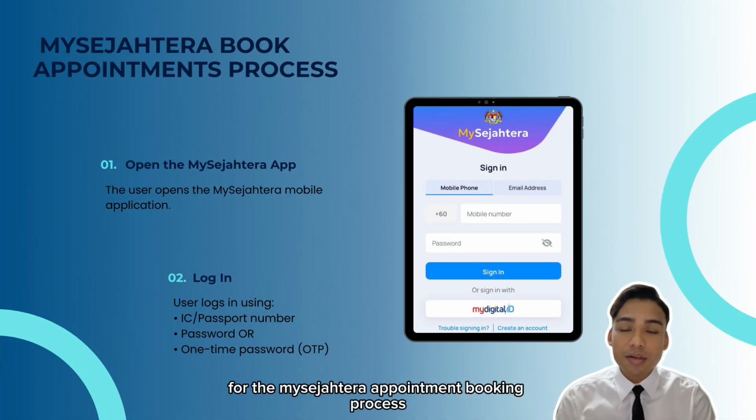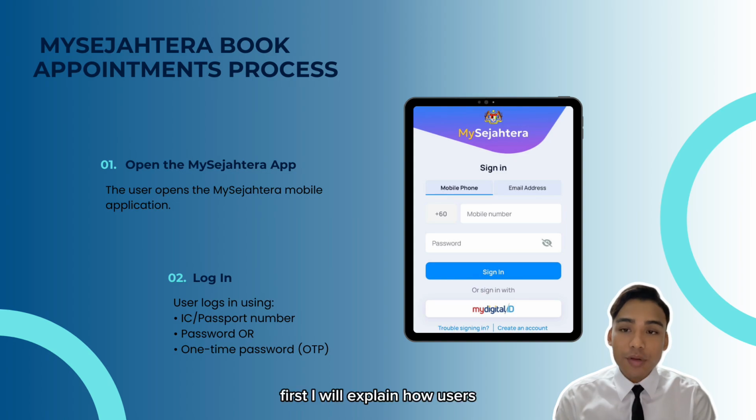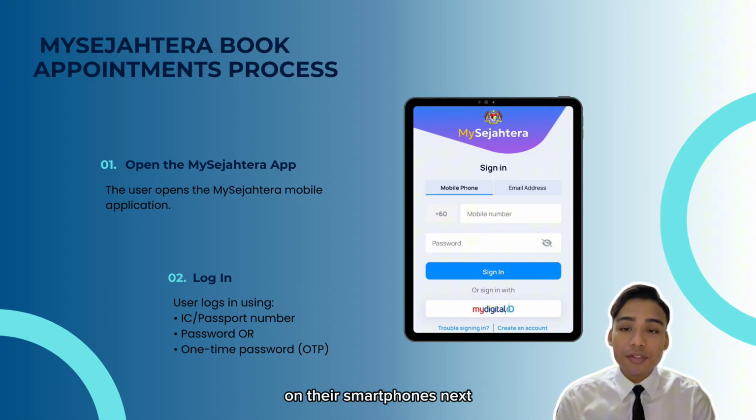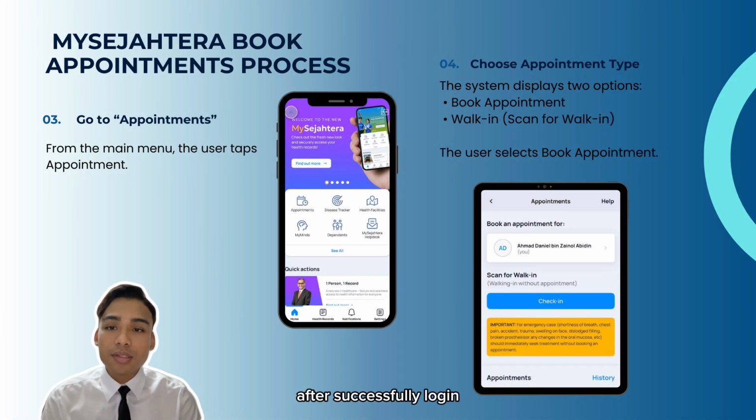For the MySejahtera appointment booking process, first I will explain how users book an appointment using the MySejahtera application. To begin with, the user opens the MySejahtera mobile application on their smartphone. Next, the user logs in using either IC or passport number with password or one-time password, also known as OTP. After successfully logging in, the user is brought to the main menu. From the main menu, the user taps on appointments.